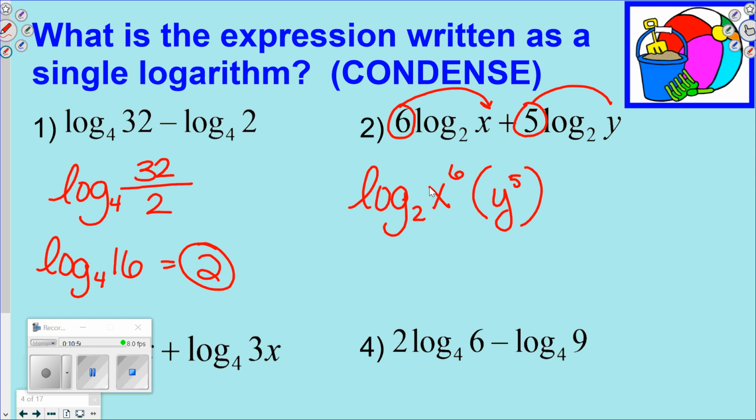Now, since I have variables in there, I know I can't really try to do the loopy swoopy to get an answer. 2 to what power equals x to the 6th, y to the 5th? That doesn't make any sense. So I would be done here.